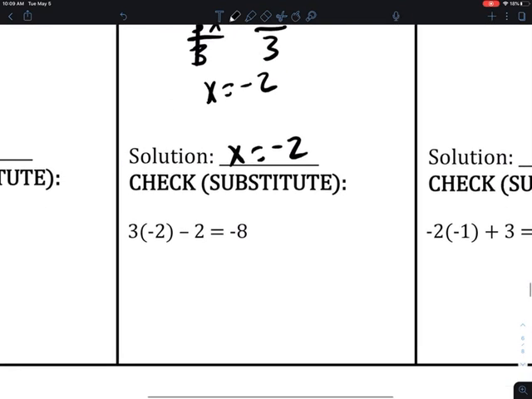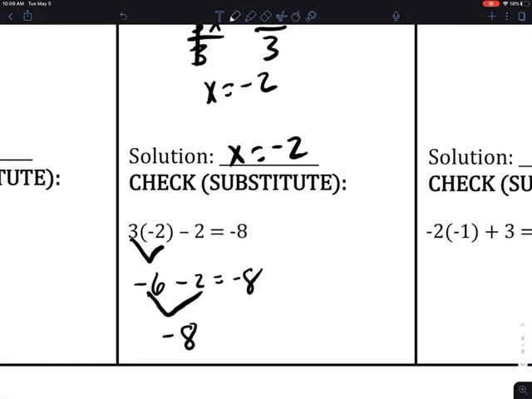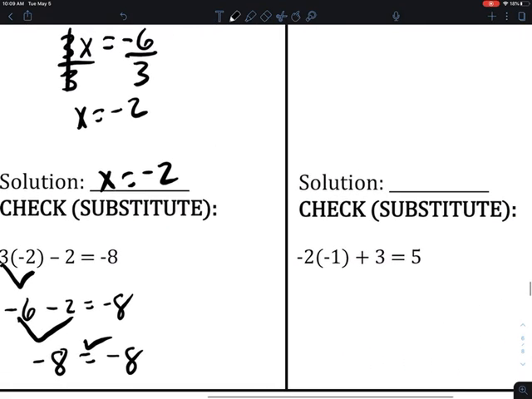And same thing, check your work. 3 times negative 2 gives us negative 6. I'm going to bring everything down. Minus 2 equals negative 8. Negative 6 minus 2, negative 8 equals negative 8. Is that true? Checks out. It works. It is a solution.